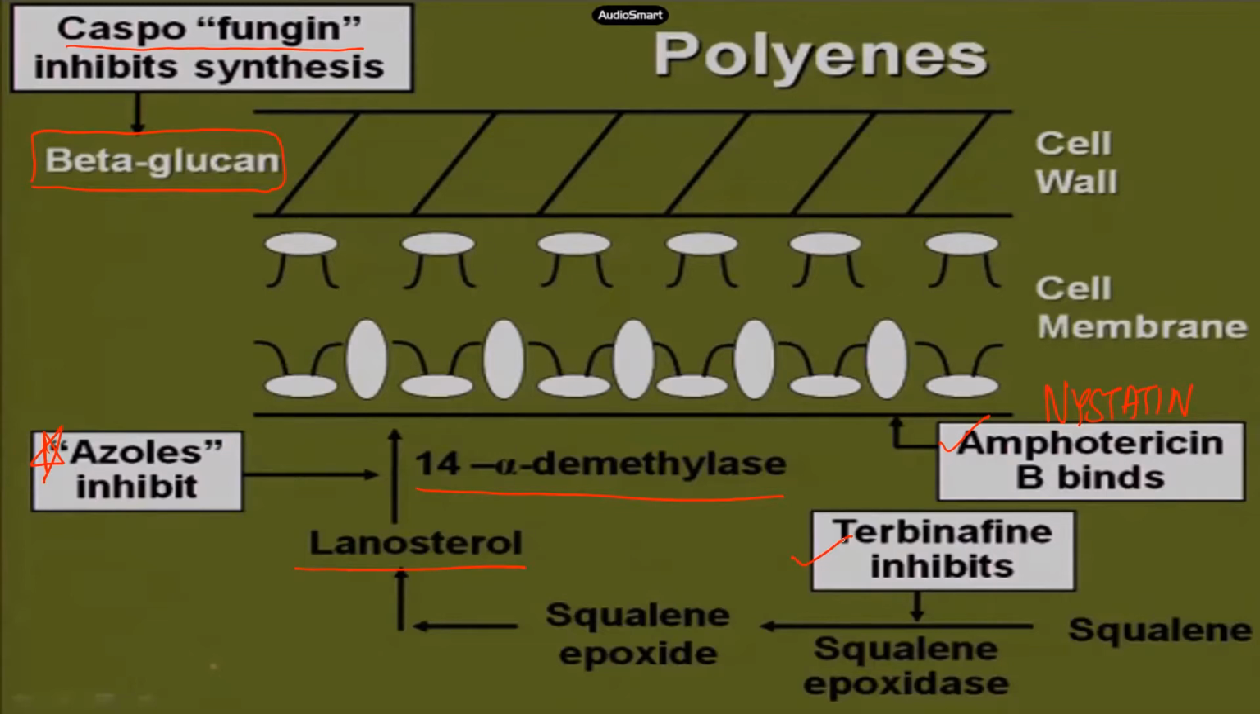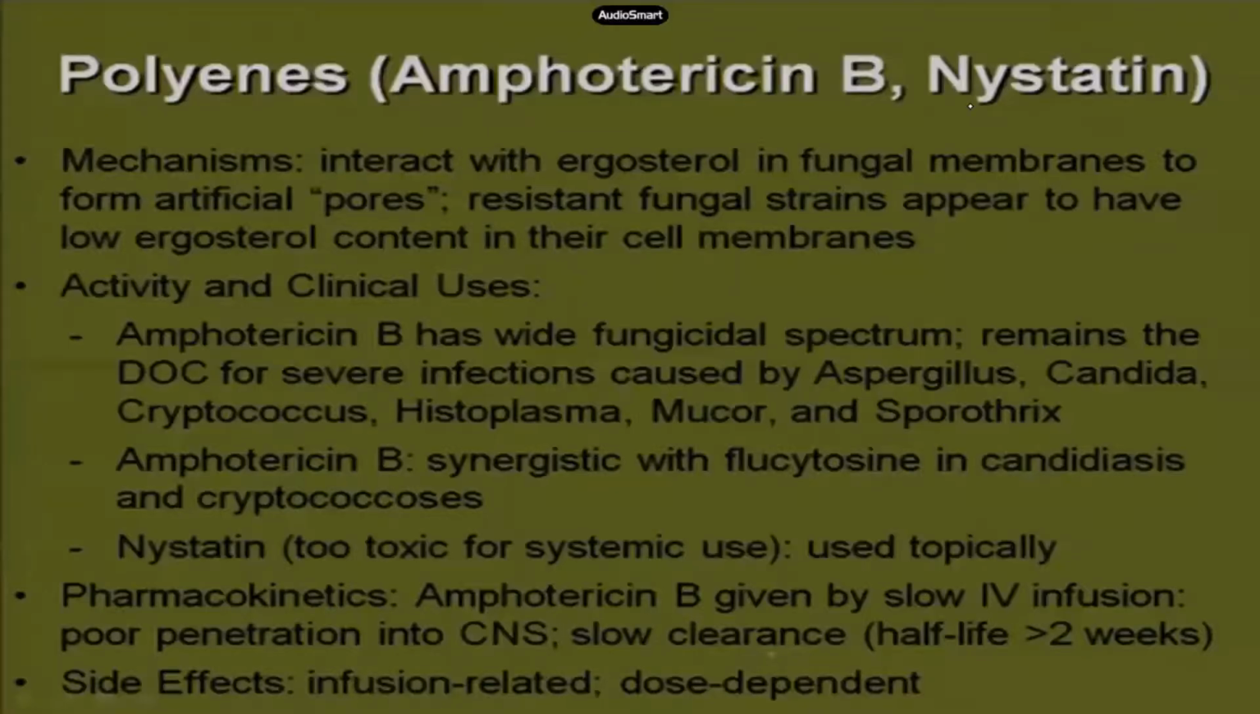So this is all about the different drugs that we will be talking about in detail in the coming slides. So let us start with the first group of antifungals that we have. Those are your amphotericin B and nystatin. Now, they are a part of a group of antifungals, what we call as the polyenes.